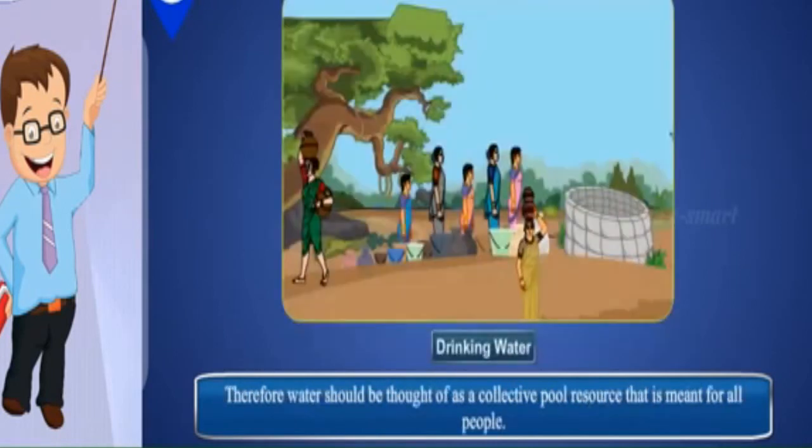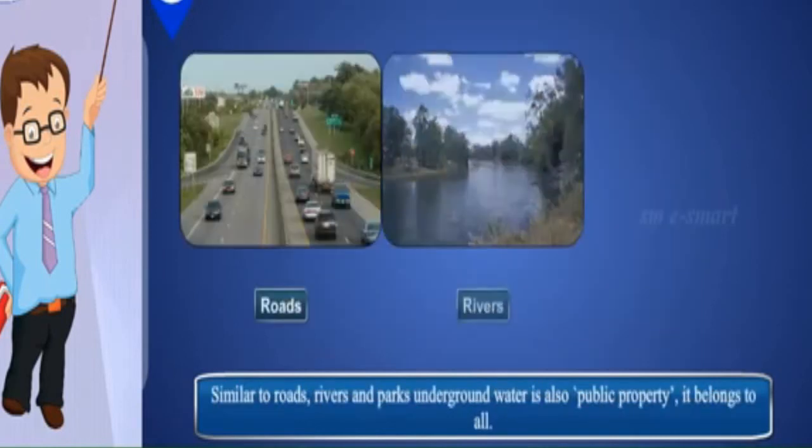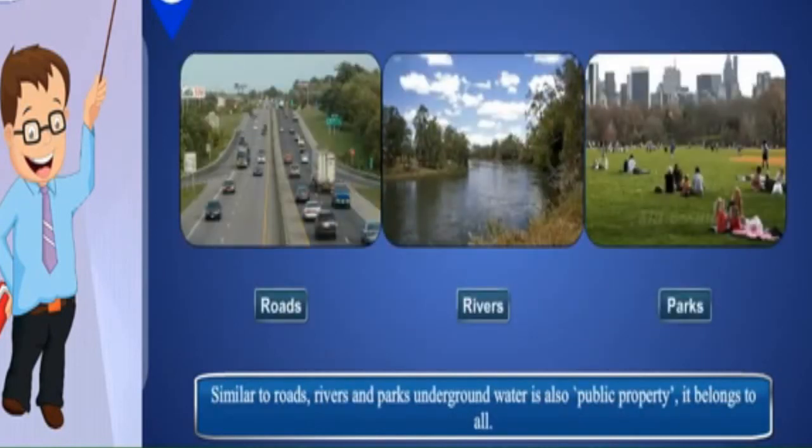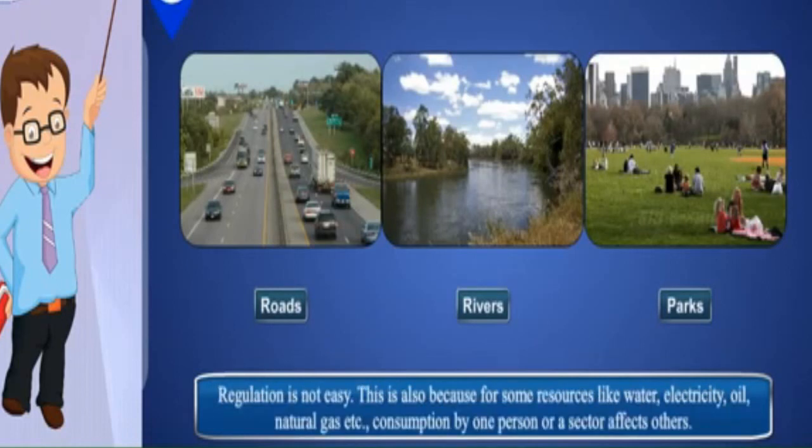Therefore, water should be thought of as a collective pool resource that is meant for all people. Similar to roads, rivers, and parks, underground water is also public property. It belongs to all. Regulation is not easy.